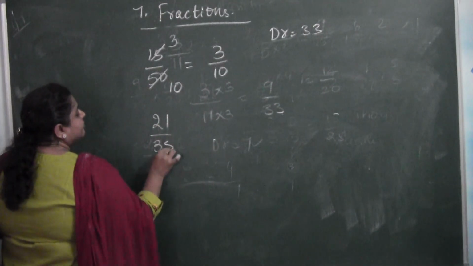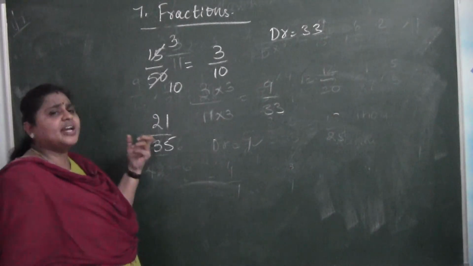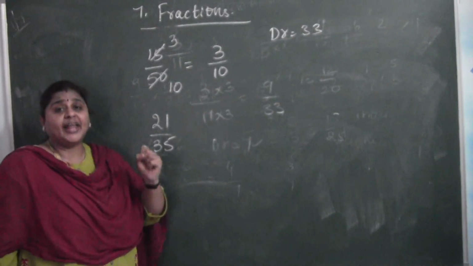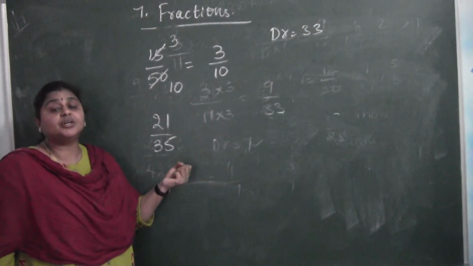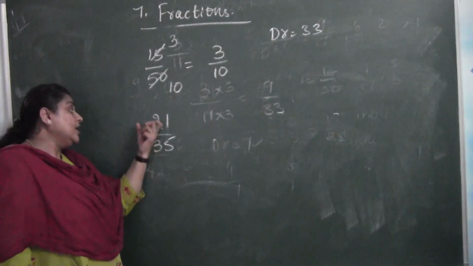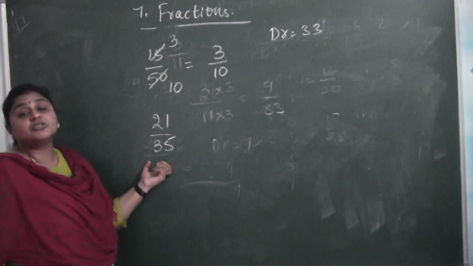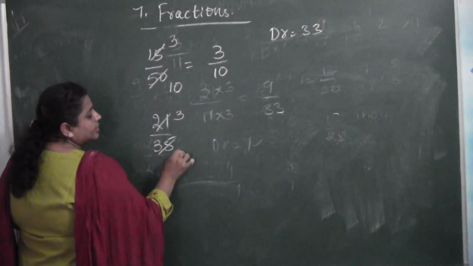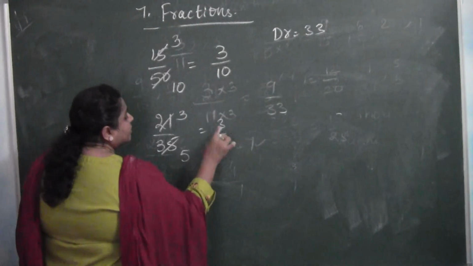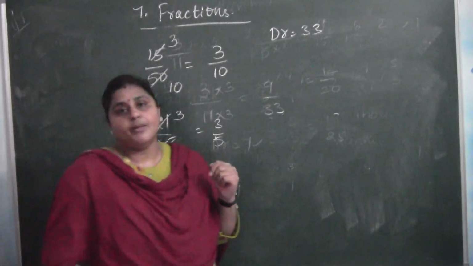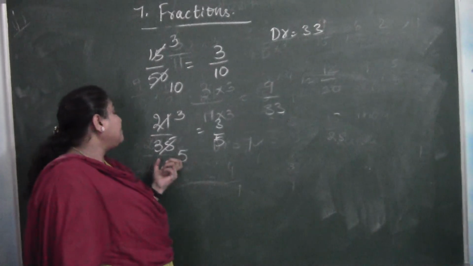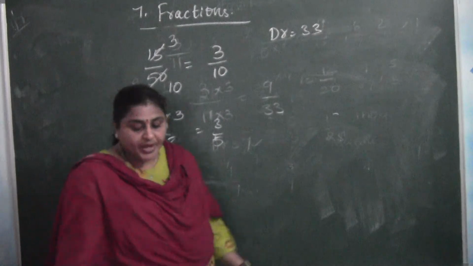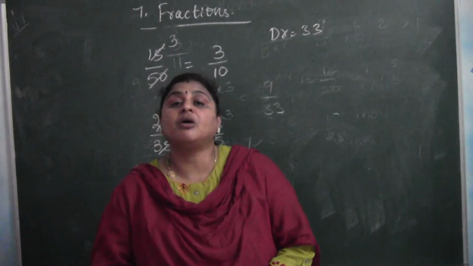21 by 35. Now 21 and 35, whenever you have these, try to remember your tables. So tables play an important role whenever you have to convert a fraction into its simplest form. Now 21 and 35 are the multiples of 7. 7 3s are 21, 7 5s are 35. So 3 by 5. Now 3 and 5 will go in the same table? No. Now 3 by 5 is the simplest form of 21 by 35. This is how we are going to represent the simplest form of a fraction.